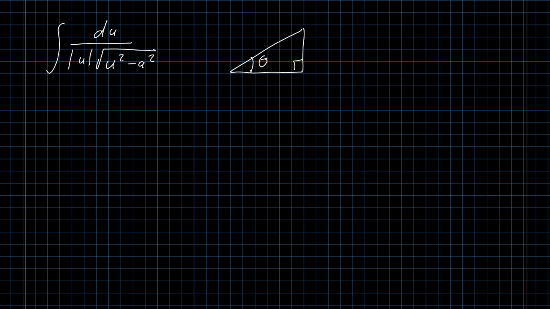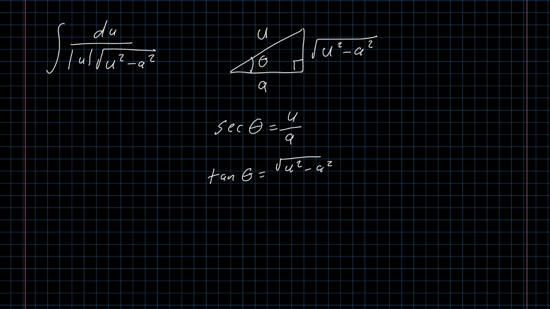Secant is hypotenuse over adjacent. It will be a lot easier if the variable is in the numerator. So I'm going to set it up this way, which gives me that secant of theta is u over a. Then using the Pythagorean theorem, I can figure out that this other side is the square root of u squared minus a squared. This other side is the opposite leg. The constant side down here is the adjacent leg, and the trig function that relates opposite and adjacent is the tangent. So tangent of theta is the square root of u squared minus a squared all over a.